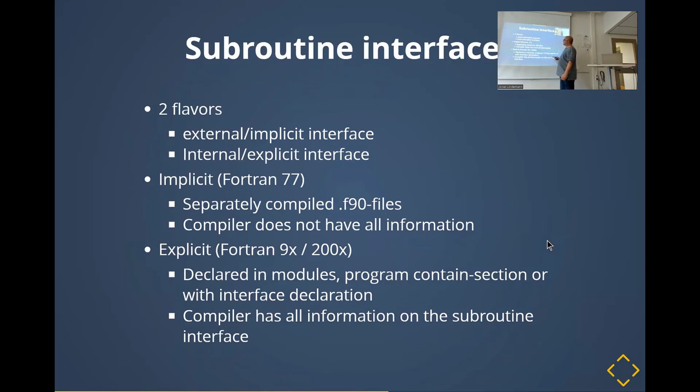So there are two versions here. You have the implicit subroutine interface, separately compiled F95. Compiled does not have all the information, so that's why you need to have all the declarations done in each subroutine file. Explicit here, then you have declared modules. So the Fortran compiler can see the variable declaration and do some work to enable you to not have to pass all sizes over. So if you use modules or interface declaration, the compiler has all the information to use the subroutine interface.